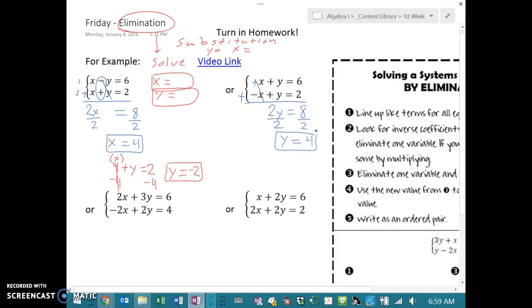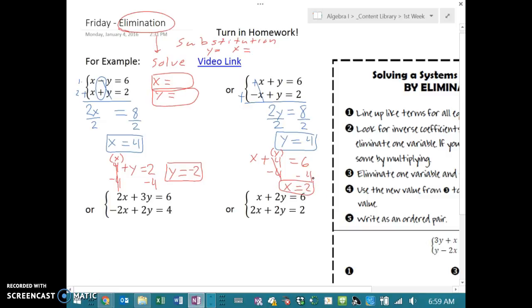And again, you would take this information and go back. Now, no, it doesn't matter which equation you use. I could take this 4 and put it into either of these. I'm going to pick the one without the negative. So I'm going to use x plus y equals 6, and use that information to solve for my x value.